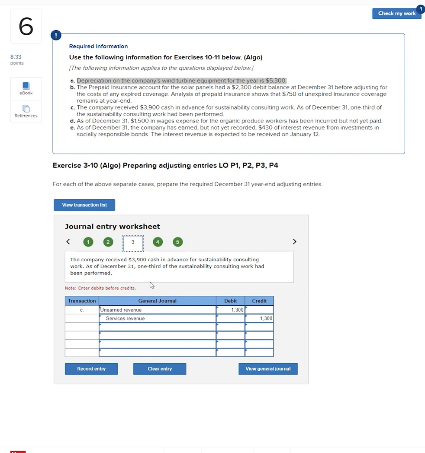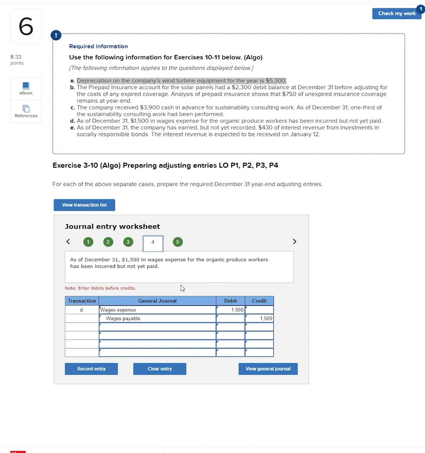So we need to look here, where they say that we did one-third of the sustainability consulting work. So we just need to divide this amount by 3, and that is $1,300. And with that amount we only need to fill these blanks. So unearned revenue has a debit of $1,300, and service revenue has the same amount but in credits, and that's all.